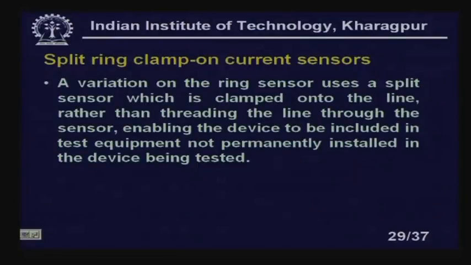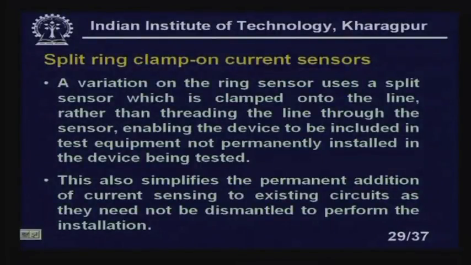We can have split-ring clamp-on current sensors also. A variation on the ring sensor uses a split sensor which is clamped onto the line rather than threading the line through the sensor, enabling the device to be included in the test equipment, and it is not permanently installed in the device being tested.